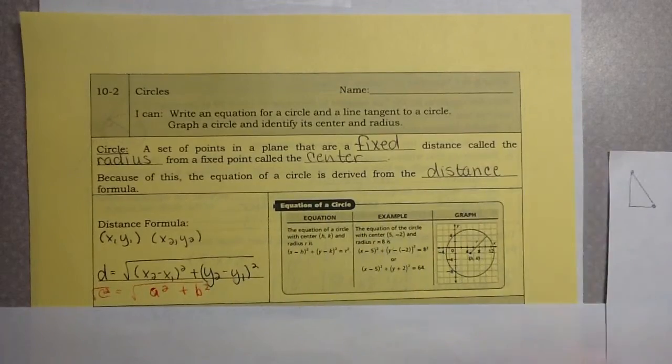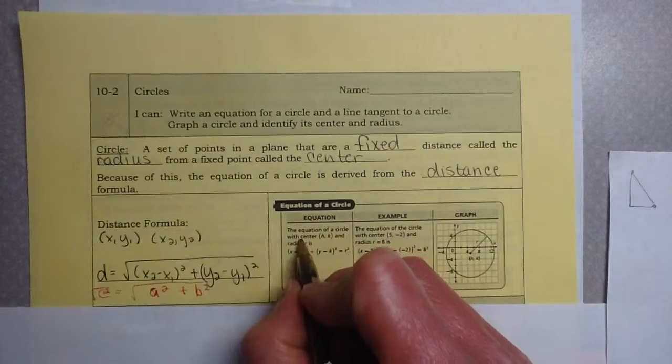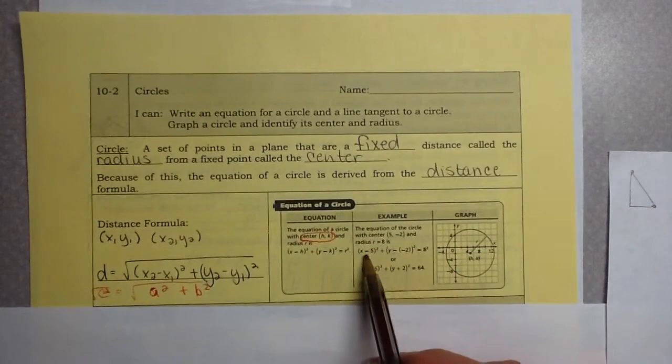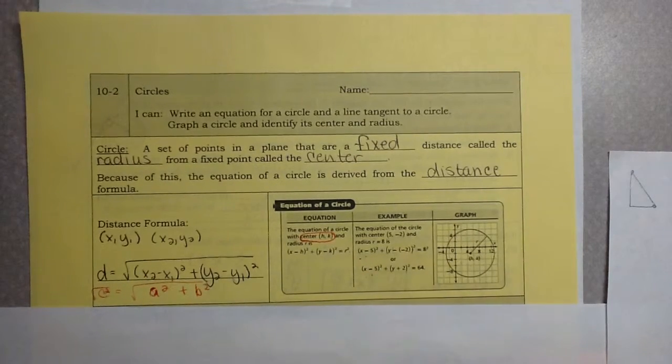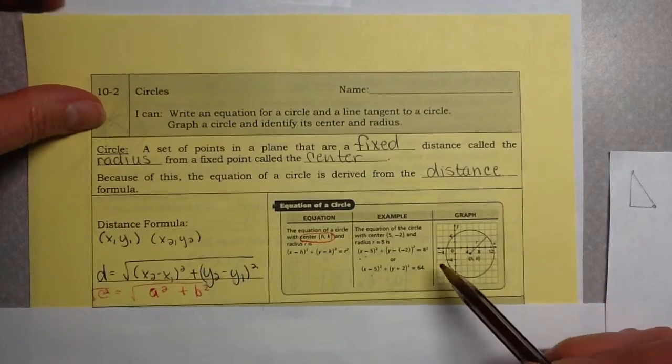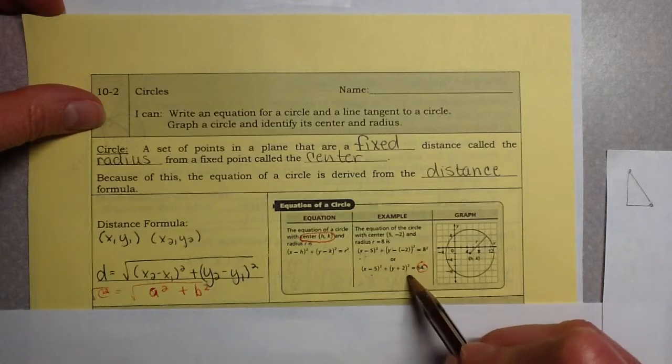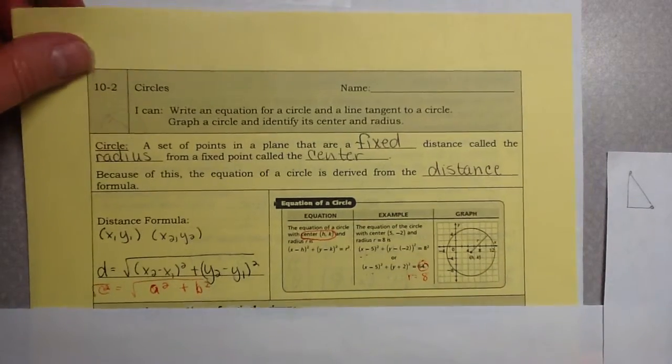Okay, here is your basic equation for your circle, and the center is at (h, k). So when you look here, your center would be at (5, -2). And then remember that this represents your radius squared, so your radius would be 8.